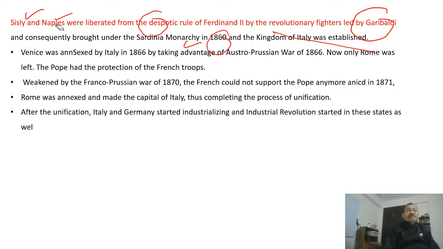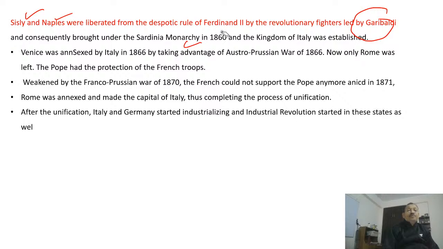Venice was annexed by Italy in 1866 by taking advantage of the Austro-Prussian War. जब ऑस्ट्रियो-पर्शियन वॉर लड़ ली जाती है तो what important thing we find over there, हम लोग को नजर आता है कि जब पर्शियन और खास करके ऑस्ट्रिया में युद्ध होता है, ये दोनों बहुत पावरफुल स्टेट थे. और फाइनली क्या देखते हैं? 1866 में लिबरेशन मिल जाता है उसको.